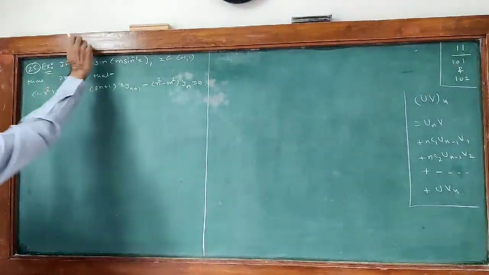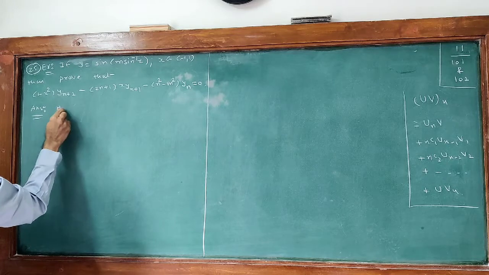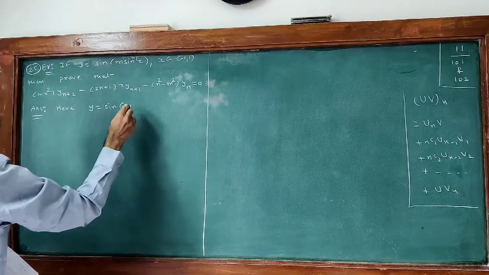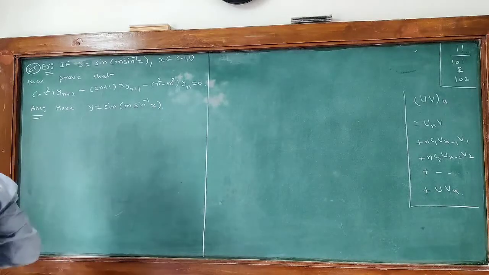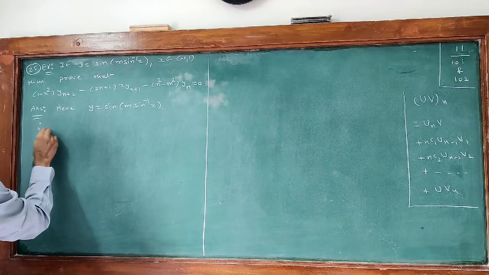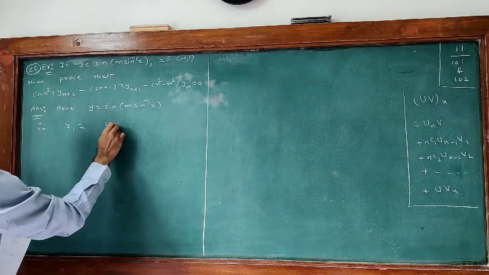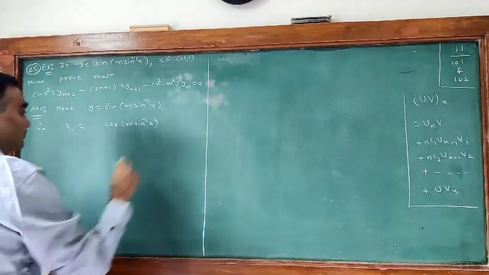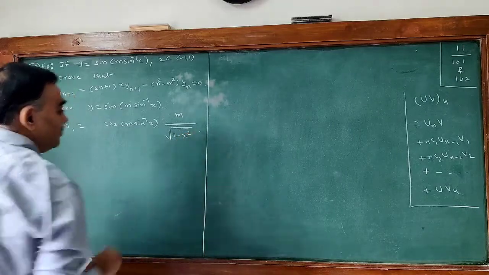Answer. Here y equals sin(m sin inverse x). Therefore, y1 equals the differentiation of sine, which is cos(m sin inverse x), times m upon square root of 1 minus x square.